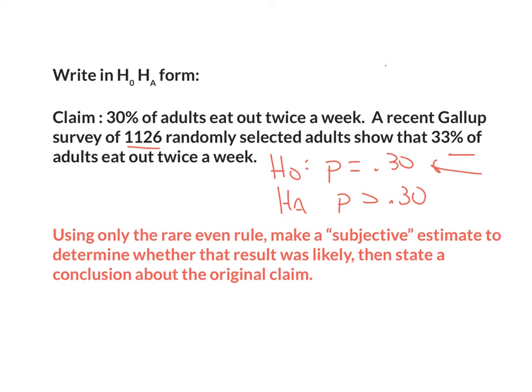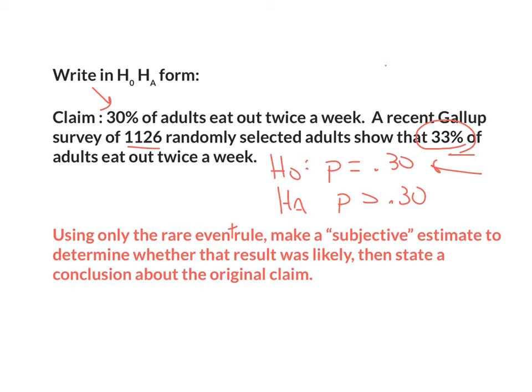And the sentence at the bottom is good. Using only the rare event rule, make a subjective estimate to determine whether the result was likely, then state a conclusion about the original claim. I would say this. I'm just being subjective now. I haven't run any tests or anything, but 33% is not that much bigger than 30 for one sample. So I'm assuming that's probably within a couple of standard deviations away.